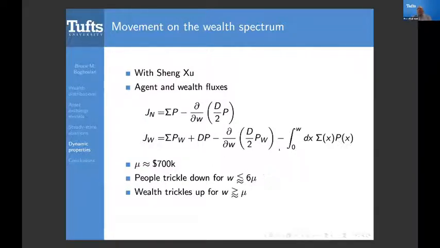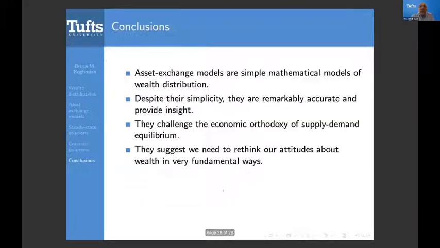And now, by looking at these fluxes, we can test what's called trickle-down theory. People trickle down if their wealth is less than or equal to about 6 mu, or about $4.2 million. Above that, they trickle up. Wealth, on the other hand, if you're a dollar bill, which direction do you go in? Well, if you're held by somebody with wealth above mu, you trickle up. If below mu, you trickle down, but only because so many people are trickling down, carrying the wealth with them.